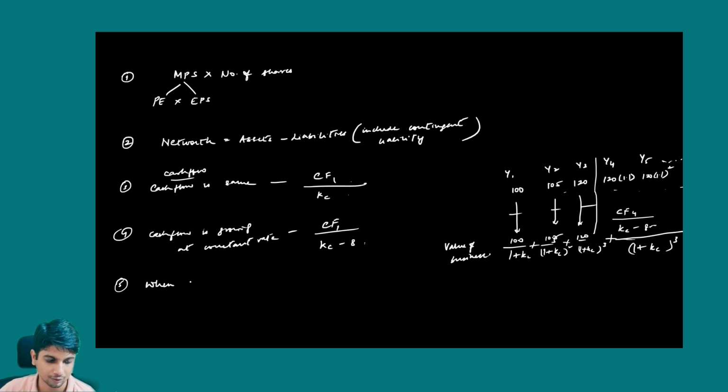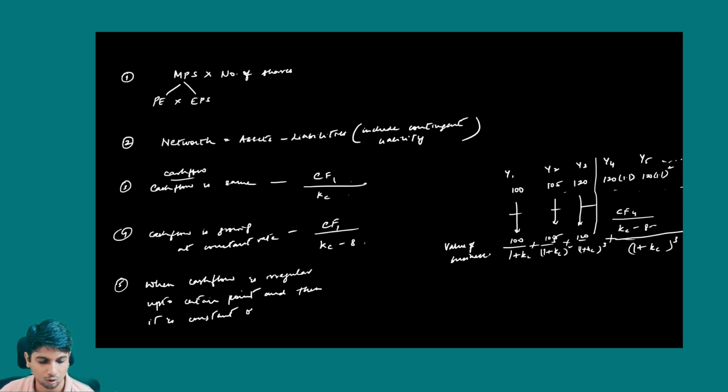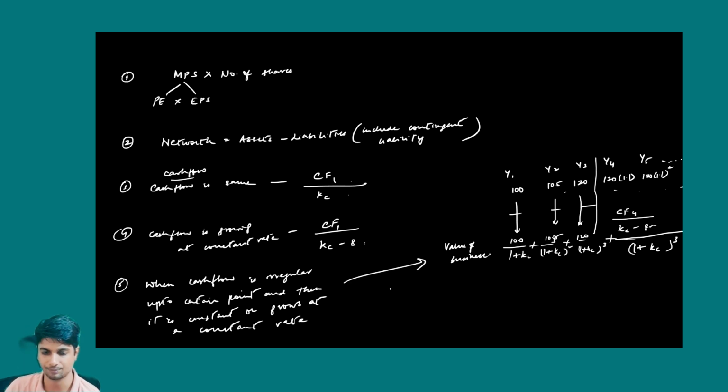So when cash flow is irregular up to certain point and then it is constant or grows at a constant rate, then you need to follow this. Okay, so with this we are done with different types of valuation.